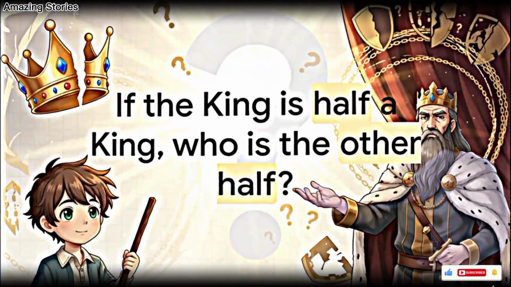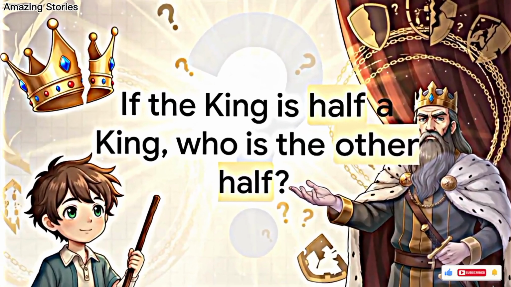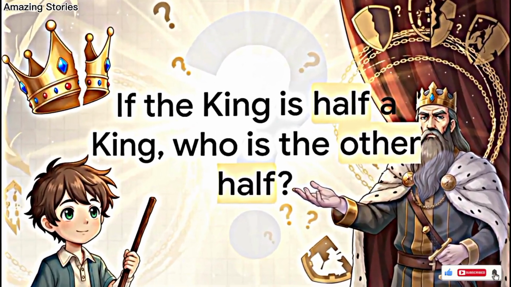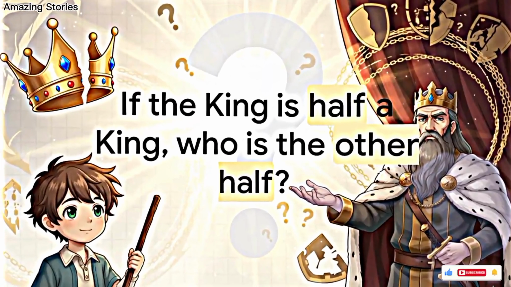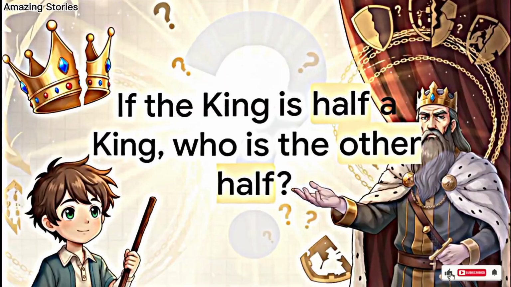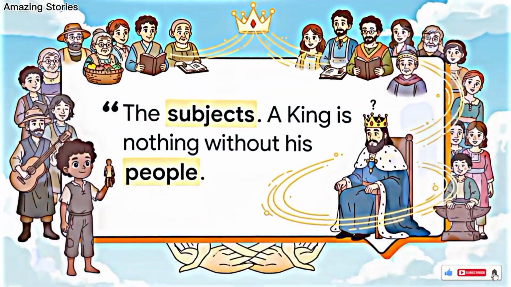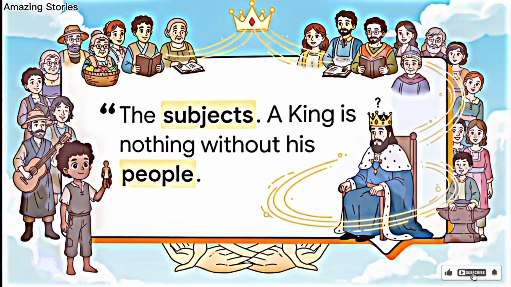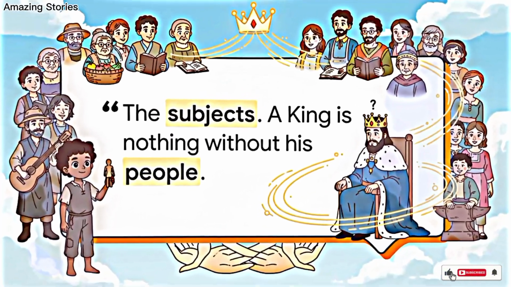So let's move to the second riddle, which is actually a really tricky political question about royal authority. The king leans in and asks, if the king is half a king, who is the other half? Make no mistake, this is a dangerous question. Answer wrong and you deeply insult the monarch. But Kamal doesn't even hesitate. He answers, the subjects. He simply explains that a king is nothing without his people, and the people are nothing without a king.